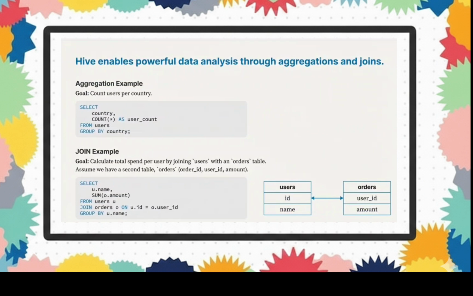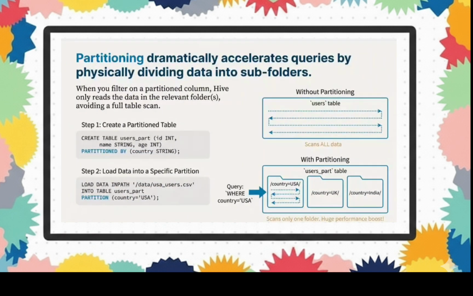After reading data, we analyze it. We can group data to find totals, like how many students are there, or how much sales happened. For example, we can find how many users are there in each country. We can also combine two tables such as users and orders to understand user activity better. This helps us get useful information from large data.